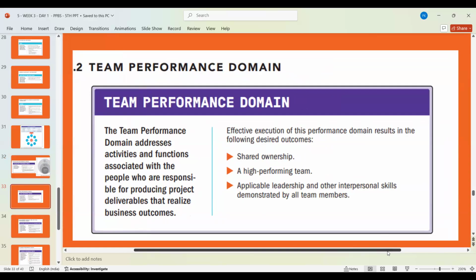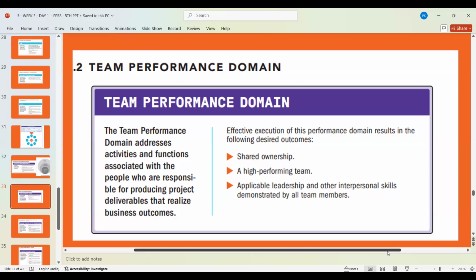It states the team performance domain addresses activities and functions associated with the people who are responsible for producing project deliverables that realize business outcomes. Good that we have mentioned stakeholders, and now everybody is aware of who does what. The project team is the group of grassroots level workers who are actually working on the development of the project. Their activities and functions are associated with producing the project deliverables. They are the most important people working on the projects.